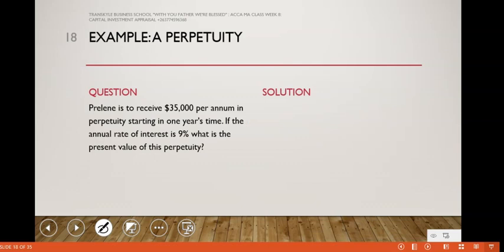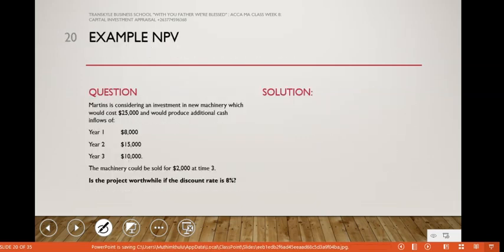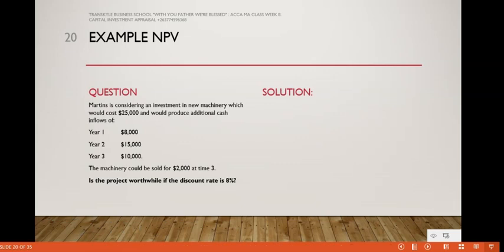Now let's discuss the perpetuity. A perpetuity is an annuity that never ends. It never ends, but it is still an annuity.